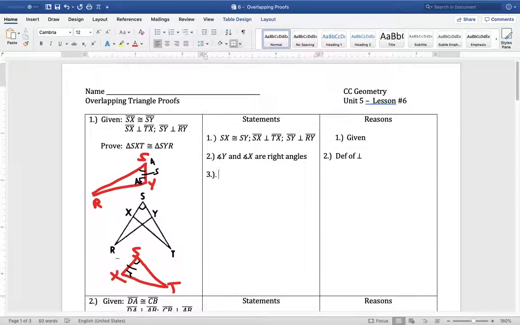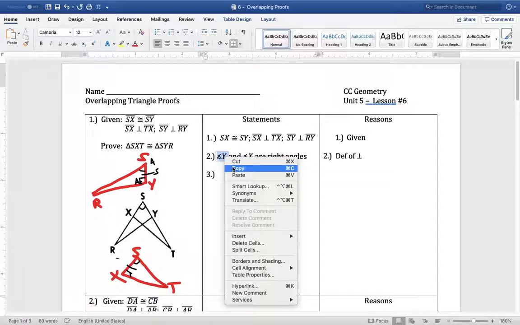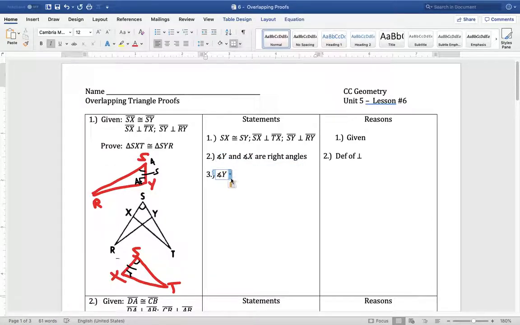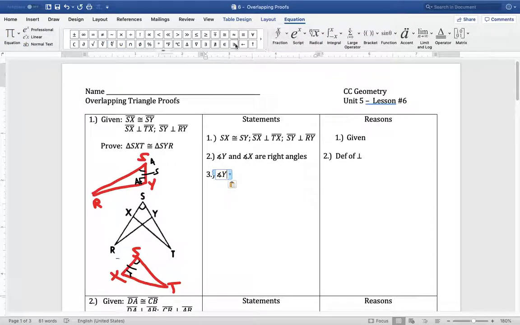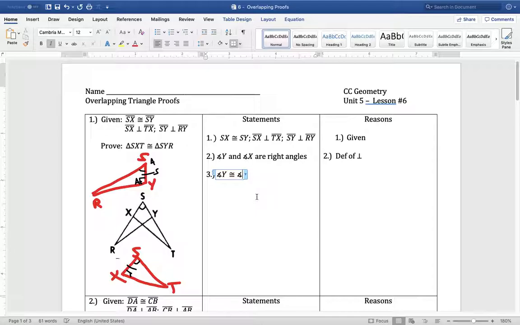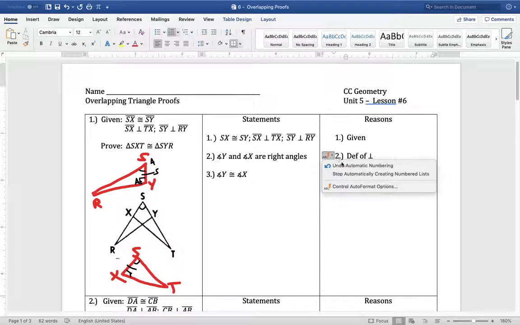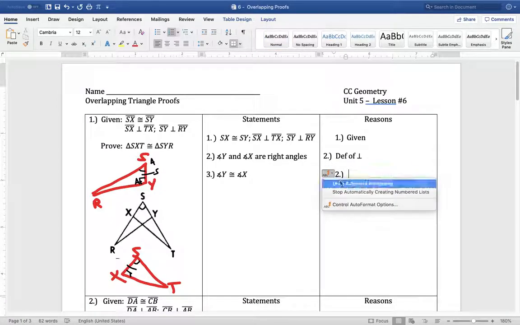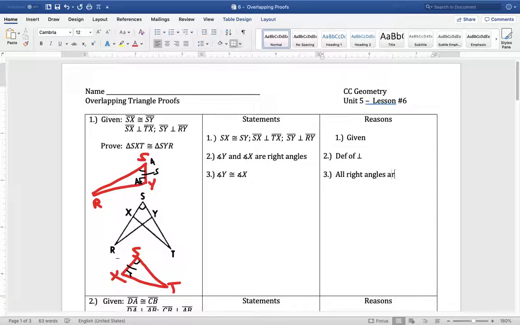And third step here is to say that angle Y is congruent to angle X. So I'm going to say angle Y is congruent to angle X. And the reason is all right angles are congruent. And you could use the congruent symbol, but that's just faster for me right now.